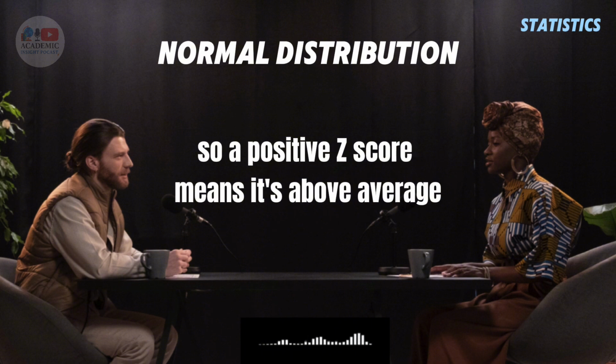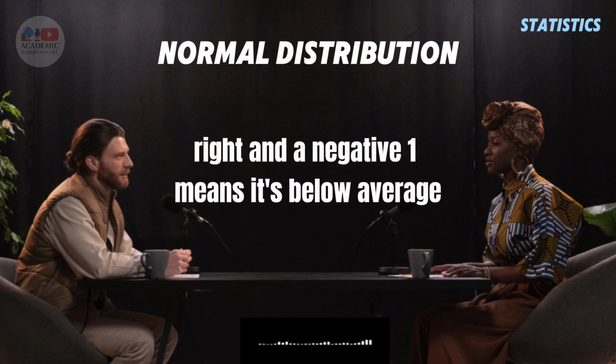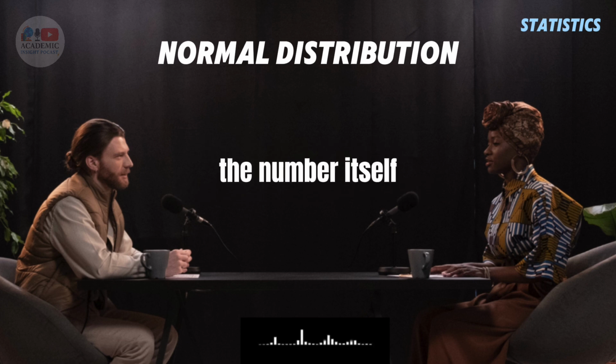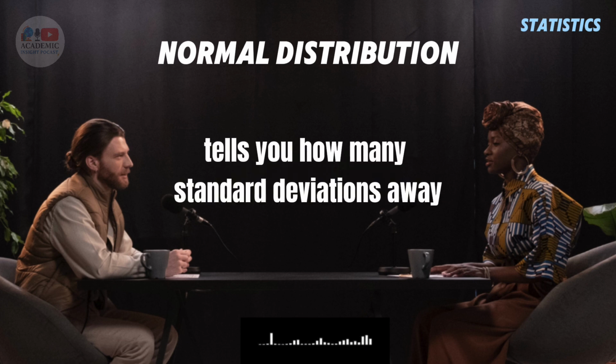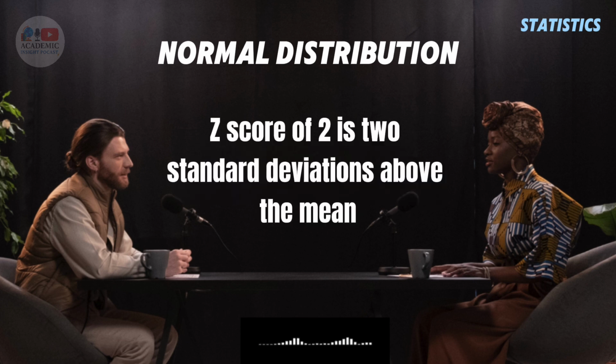So a positive z-score means it's above average. Right. And a negative one means it's below average. The number itself tells you how many standard deviations away. So a z-score of 2 is 2 standard deviations above the mean.